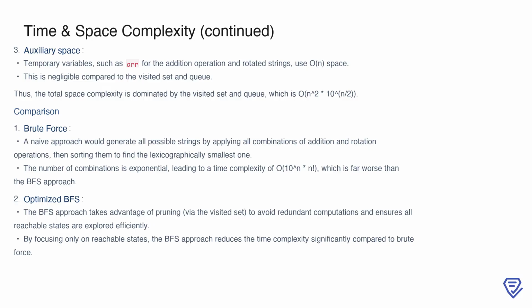Now, let's compare this optimized BFS approach to a brute force solution. A naive approach would involve generating all possible strings by applying every combination of addition and rotation operations, then sorting them to find the lexicographically smallest one. This would result in an exponential number of combinations, with a time complexity of 10^n * n, which is vastly worse than the BFS approach. On the other hand, the optimized BFS solution takes advantage of the visited set to prune redundant computations, ensuring that only reachable states are explored. This significantly reduces the time complexity and makes the approach far more efficient than brute force.